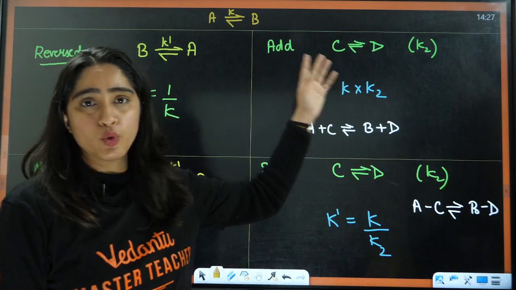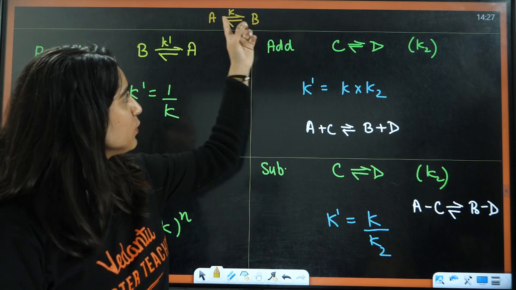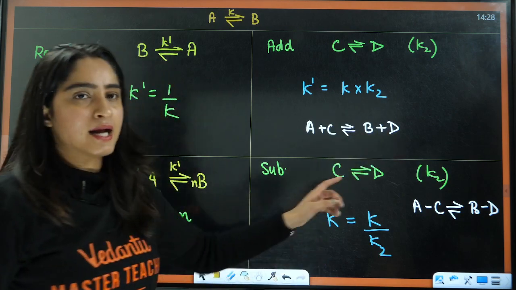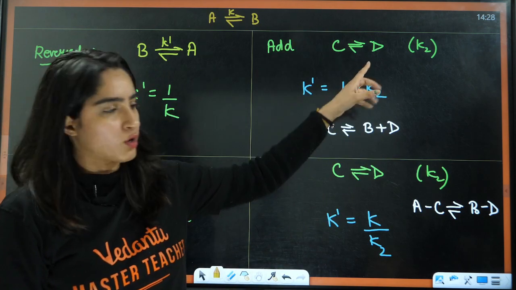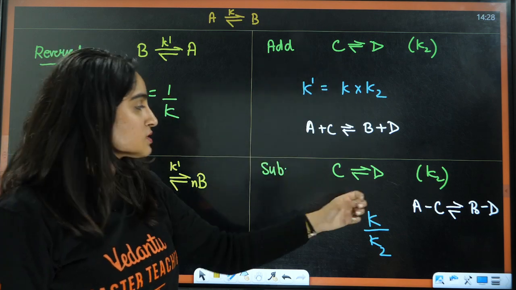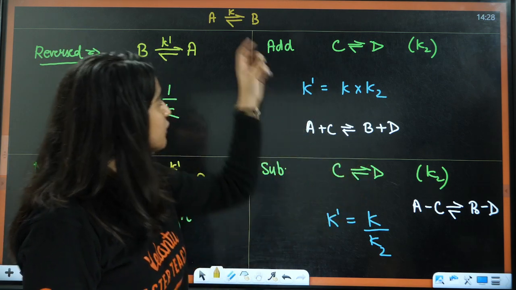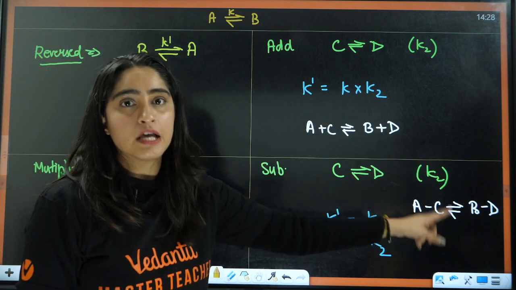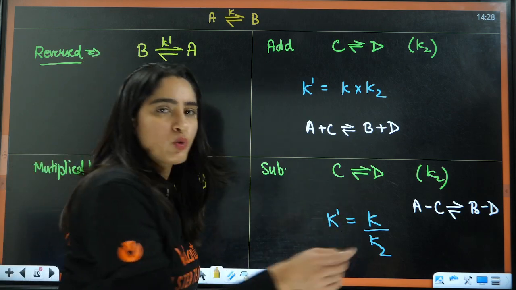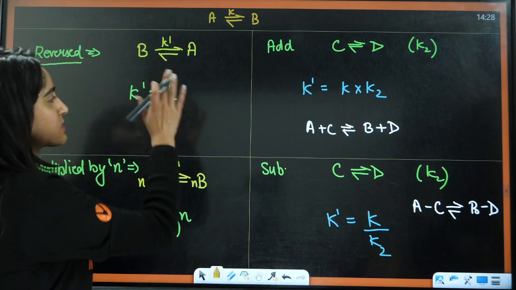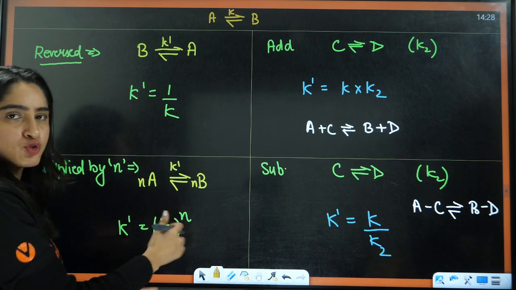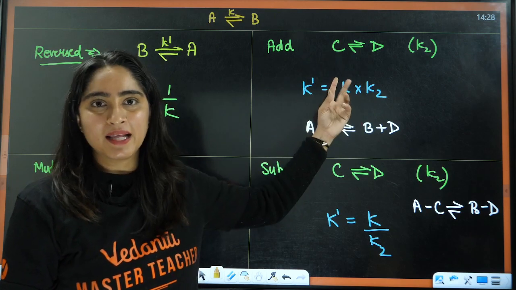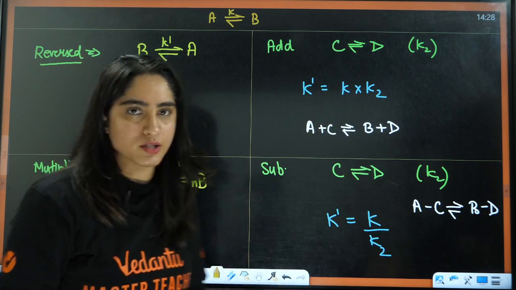After this, if you add two reactions, if you have A plus B, you are adding this reaction to this reaction. That means you are making it A plus C, B plus D, right? In that case, just multiply these two equilibrium constants. And if you subtract these two reactions, that is A minus C and B minus D, just divide these two equilibrium constants. That's it. In this case reverse K, in this case raise it to the power of the value that has been multiplied, here multiply these two constants, and here divide these two constants, right?